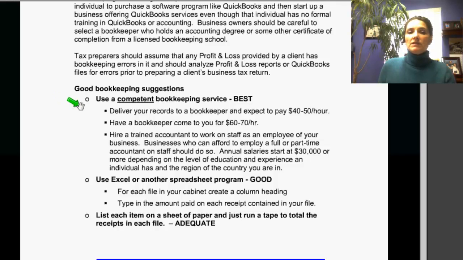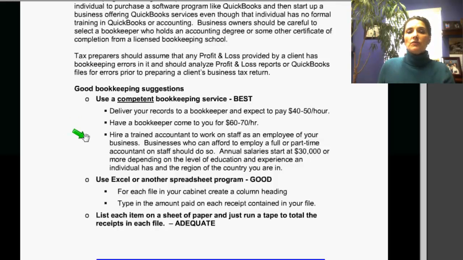Now, as a small business, you could deliver your records to a bookkeeper and expect to pay anywhere from $40 to $50 an hour. It could be lower than that. It could be higher than that, just depending on the cost of living in the area that you are working with your bookkeeper. You could also have a bookkeeper come to your business. And generally in our area, we see fees of around $60 to $70 an hour for that type of service, but you may find you're considerably more or less depending on the region of the country you are in.